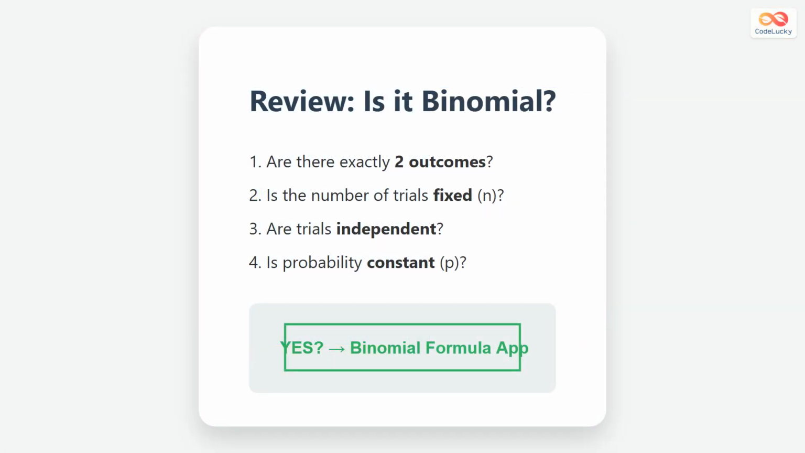To summarize, before you use the binomial probability formula, always check these 4 conditions. Does it have 2 outcomes? Is the trial count fixed? Are they independent? And is the probability constant? If you answer yes to all, you are ready to proceed.